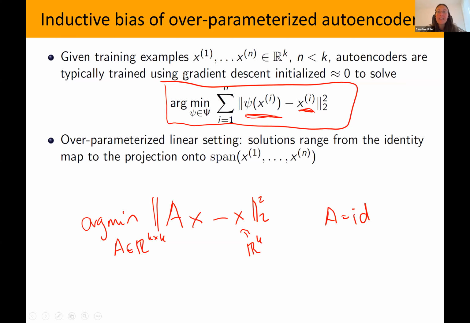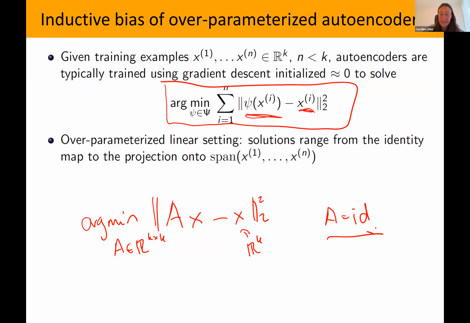So the question is, what is the solution that comes out when you just train this using gradient descent? Usually, when you train neural networks, you initialize the weights as close as possible to 0, so you use gradient descent initialized at 0. It's quite easy to show that in this linear setting the rank 1 solution is being learned. Gradient descent will not learn the identity map. It will learn a low rank solution, namely a rank 1 solution.